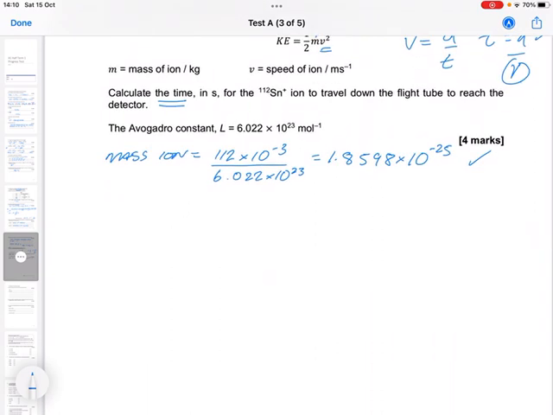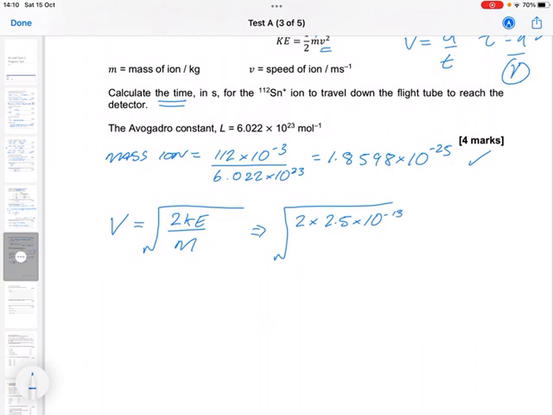And then I need the velocity to get the time of flight. So I need to rearrange the velocity and kinetic energy equation. If I rearrange that, I get v equals the square root of 2KE over m, and I've just worked out m. So let's put those numbers in. So 2 times 2.5 times 10 to the minus 13, that's what I've got in the question, divided by m, which I've just worked out, 1.8598 times 10 to the minus 25, and that gives me a value of 1639632 meters per second.